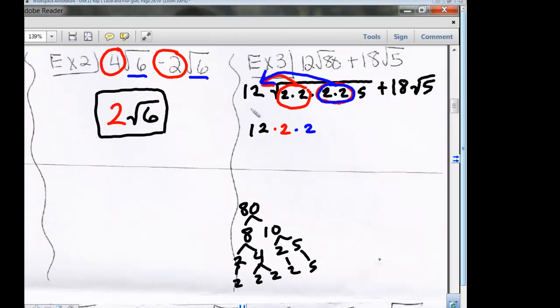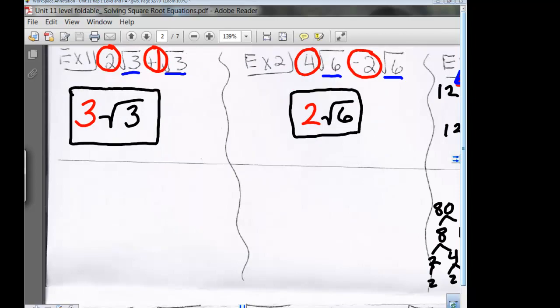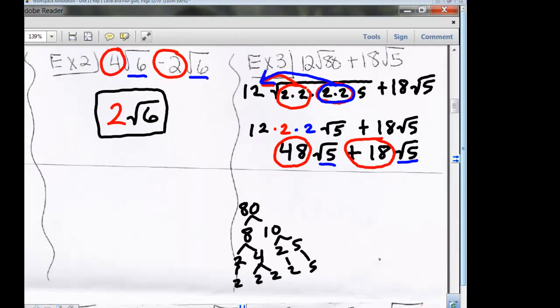Take the second one out, multiply it to whatever is out front, and just rewrite the 18 times the square root of 5. Multiply these numbers together and get 48 times the square root of 5 plus 18 times the square root of 5. Now these two are like terms. So we combine the numbers in front and we get 66 times the square root of 5.